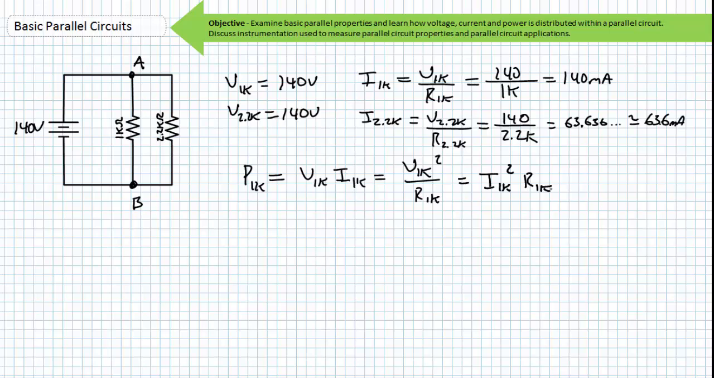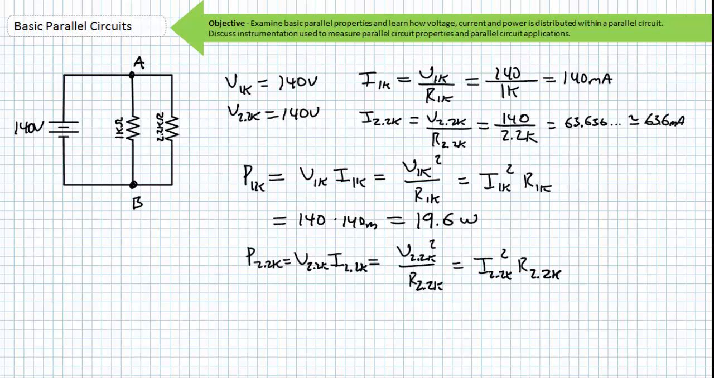The power dissipated by the 1 kilo ohm resistor is equal to the voltage across it times the current through it, or any permutation of the power equation. 140 volts times 140 milliamperes yields 19.6 watts. Obviously, we're not dealing with itty-bitty half-watt carbon film resistors on protoboards anymore. Chances are we'd have to step up to a wire-wound resistor.